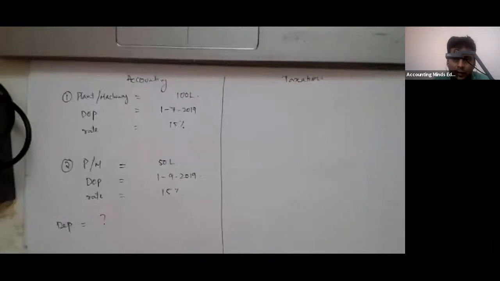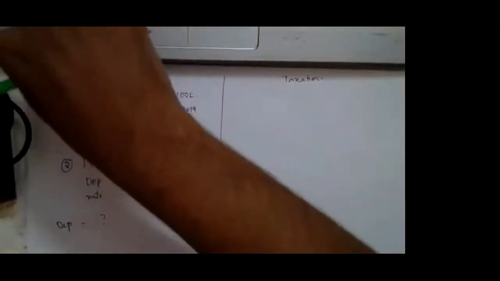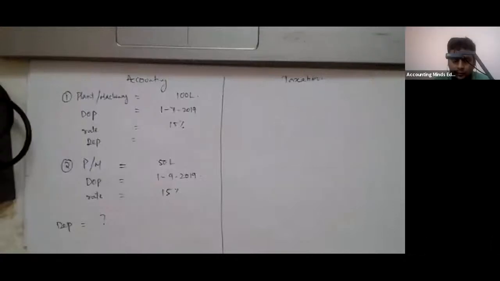Yes, please. You guys are working it out? Sir, for first machinery, it's 11,25,000. 11 lakh 25,000. Okay. Others? Urmila? Naveen? Sir, 7,50,000. How? Sir, it's used for 6 months, 15% into 6 divided by 12. Where is 6 months coming from?